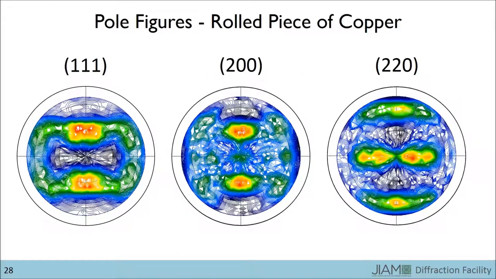We are not limited to only investigating one type of plane. If we were to rotate the source and detector to the angles that should produce other planes, we can do the same experiment and determine each plane's preferred orientation. For this cold-rolled copper example, I also tested the 200 and 220 planes. Depending upon your material, you could get very different-looking pole figures.